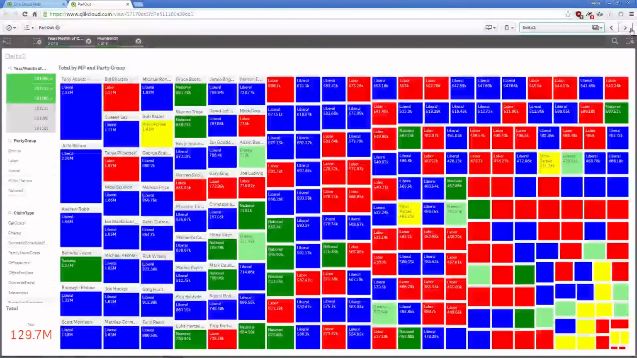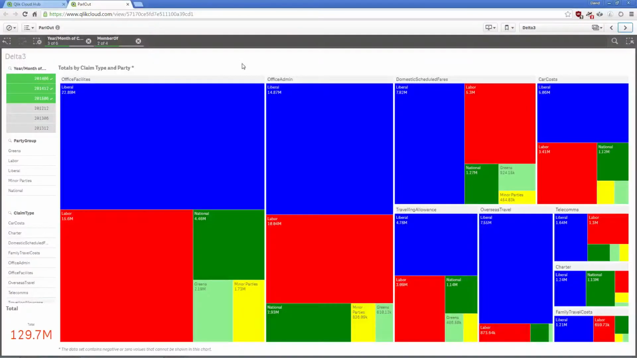So my final one is by claim type and then by party, and you can actually see here that literally this office facilities and office admin costs that they've claimed back on us, they're over half of the total expenditures that they've claimed back. Car costs and flying around are about a quarter or so, but even things like overseas travel, which you might think would be a lot more, is a pittance compared to these office costs.